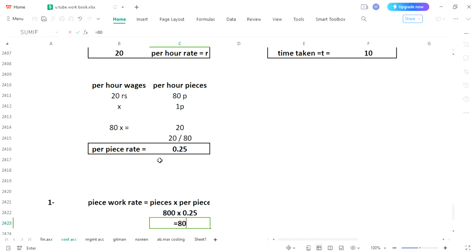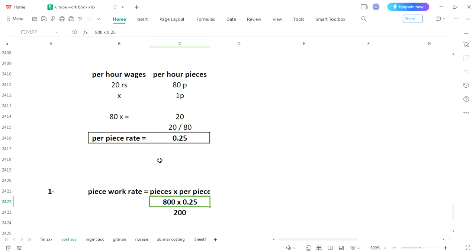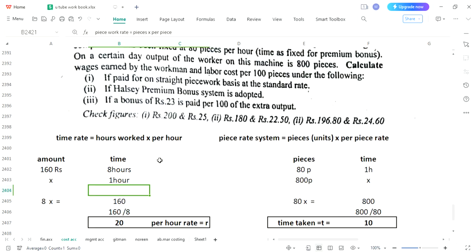Now we can put it on our calculator. 800 multiplied by 0.25. So the first wage we have calculated, and that is 200 rupees. This is the first amount of requirement number 1, straight piece rate. 200 is the answer. Now the second thing: we will calculate per 100 units.